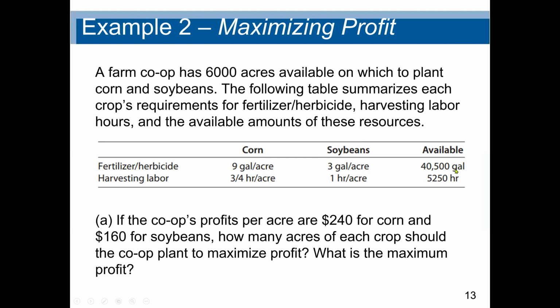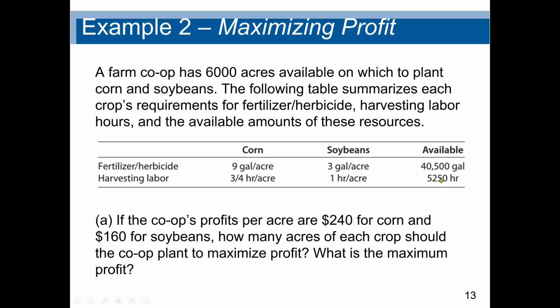the available resources. In terms of fertilizer, the corn will use 9 gallons per acre. Soybeans will use 3 gallons per acre. And we have 40,500 gallons available. In terms of the harvesting labor, with corn we are going to have 3/4 hours per acre of harvesting. Now, soybeans, we have 1 hour per acre for harvesting. And available hours in our budget is 5,250 hours.